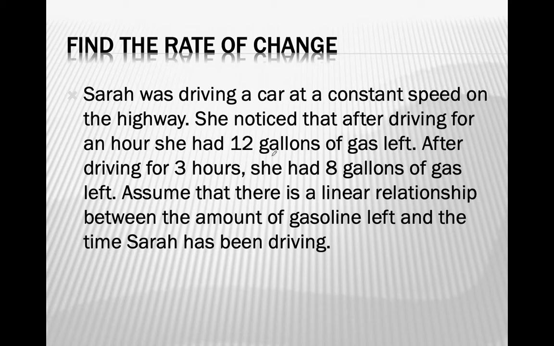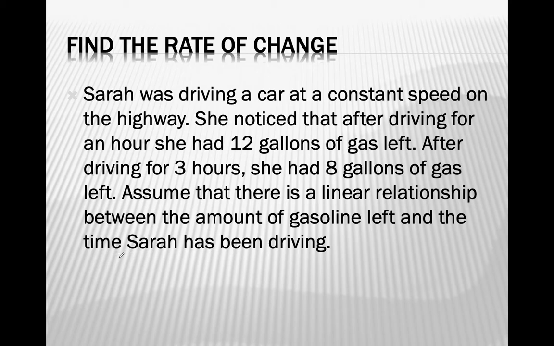Okay, you can actually find the rate of change from a word problem as well. You just need to figure out which information would represent our x values and which information represents the y. So you kind of have to determine independent and dependent variables yourself just from the context of the problem. So here we have Sarah was driving a car at a constant speed on the highway. She noticed that after driving for an hour, she had 12 gallons of gas left. After driving for 3 hours, she had 8 gallons of gas left. Assume that there is a linear relationship between the amount of gasoline left and the time Sarah has been driving.